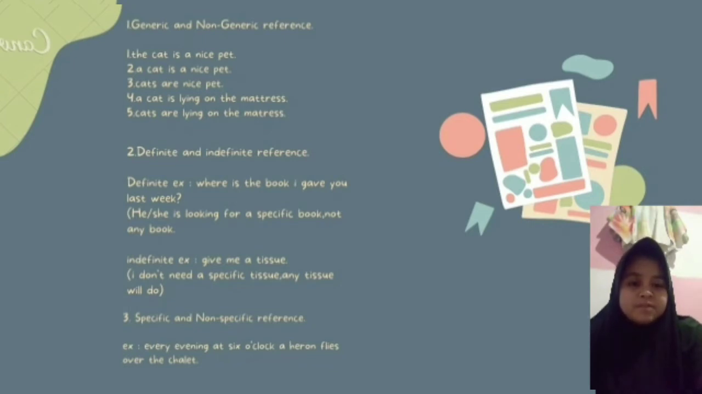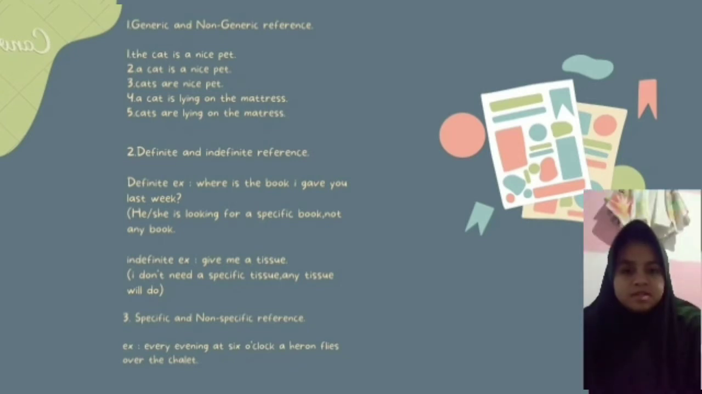For example of definite articles: where's the book I gave you last week? He or she is looking for a specific book, not any book. Example of indefinite article: give me a tissue. I don't need a specific tissue, any tissue will do.